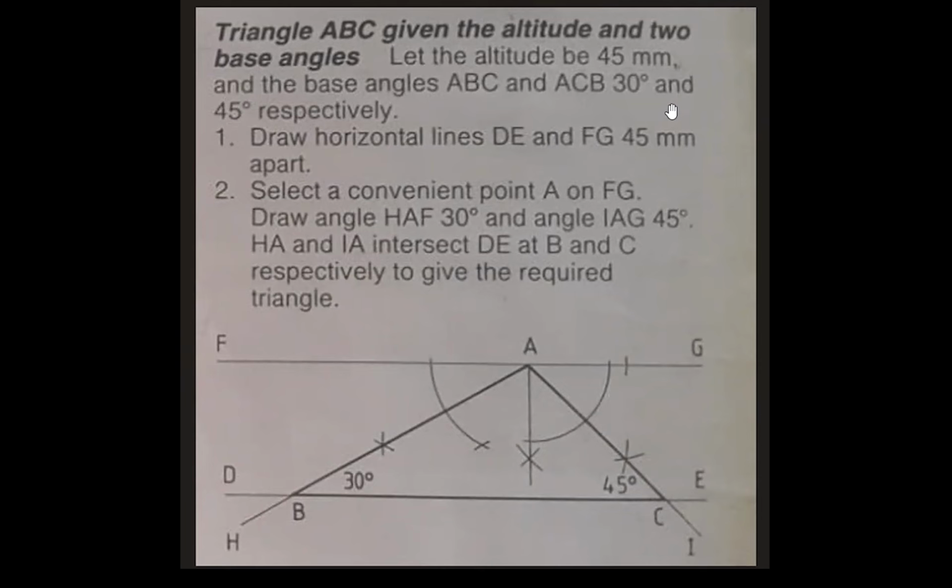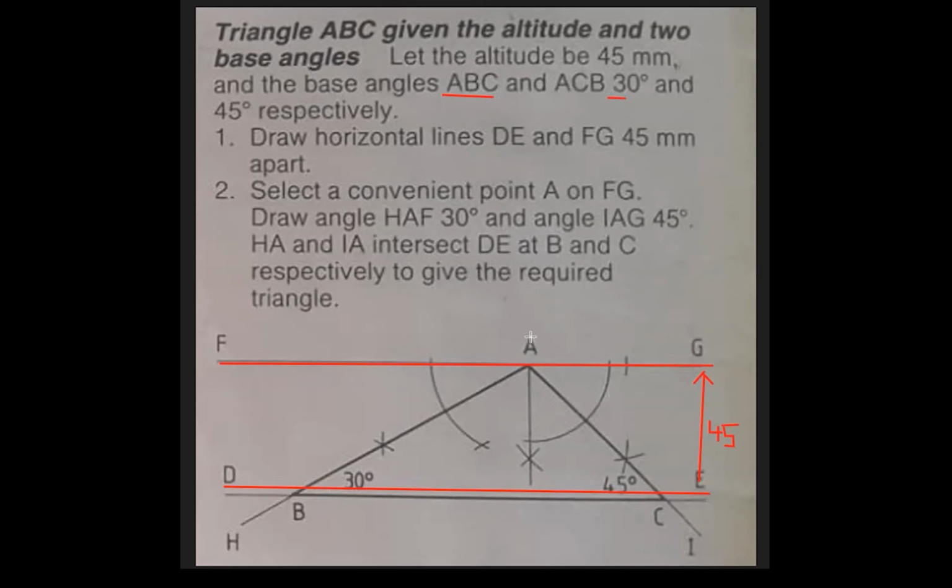Draw horizontal lines DE and FG 45 millimeters apart. Okay, so what that means is we're going to start off with this line here, and then we're going to offset this up to get this line here, 45 mil. All right, that's what we're going to do. That's the first thing.